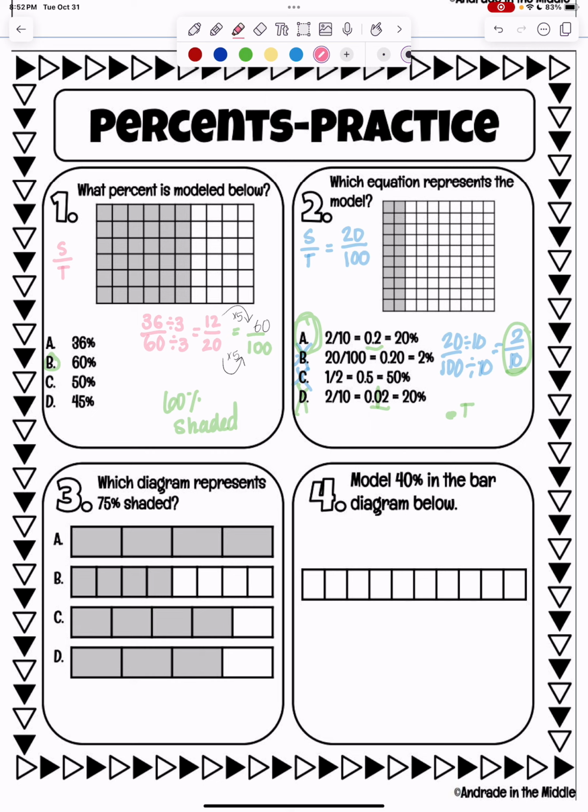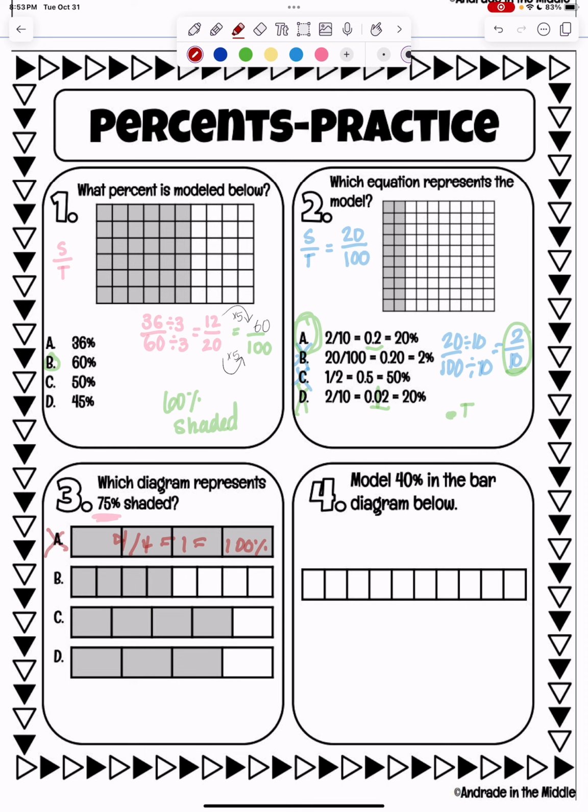Which diagram represents 75% shaded? Guys, if you know your quarters and stuff like that, this is going to make it a lot easier. But if you don't, just again, do shaded over total. So how many are shaded? So 1, 2, 3, 4. 4 over 4. Well, that equals 1, which equals 100%. So that is wrong.